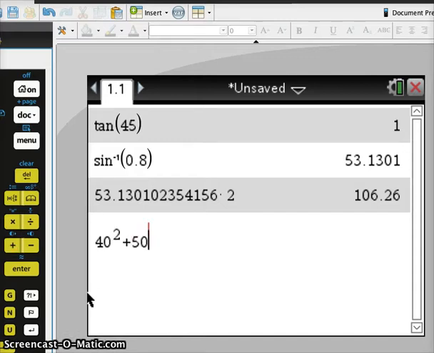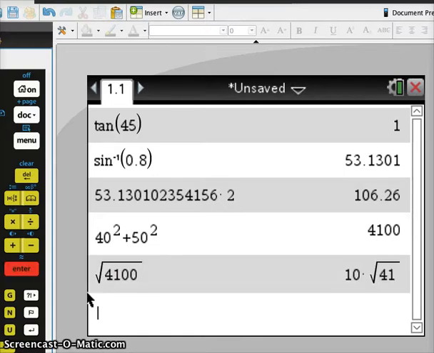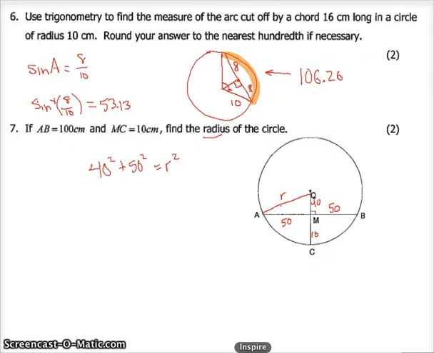Plus 50 squared is this. It's the square root of 4100, which is 10 times the square root of 41. I kind of like that answer, but it's up to you.